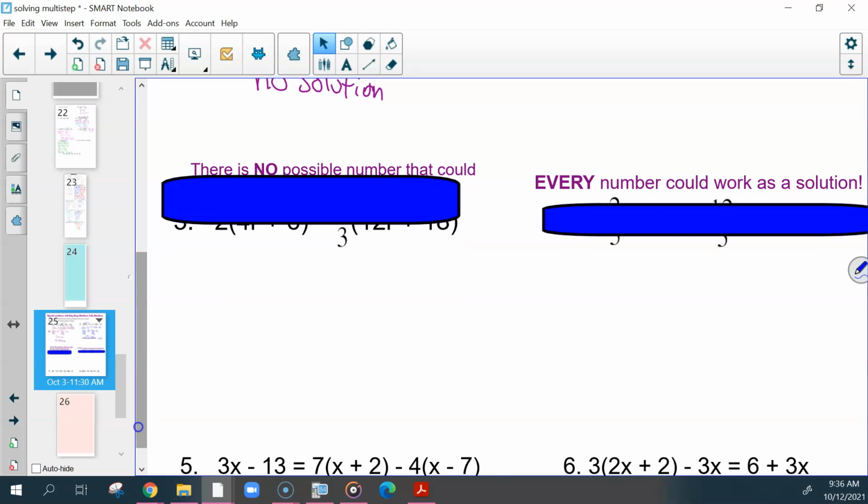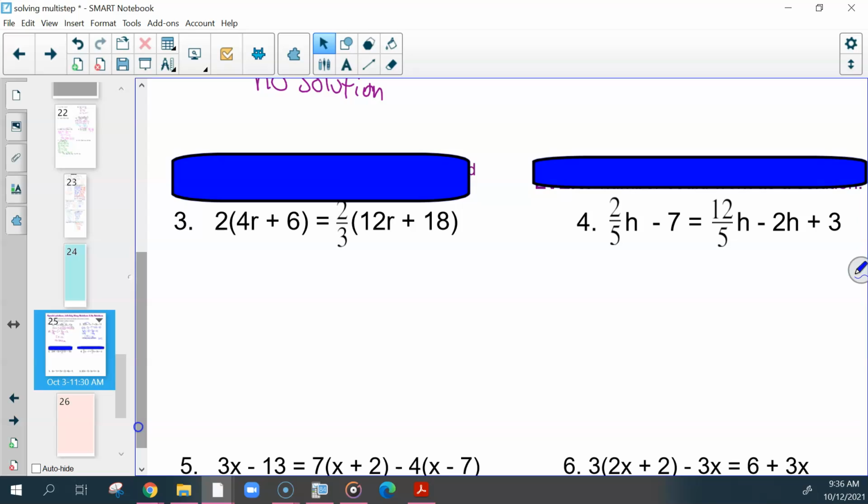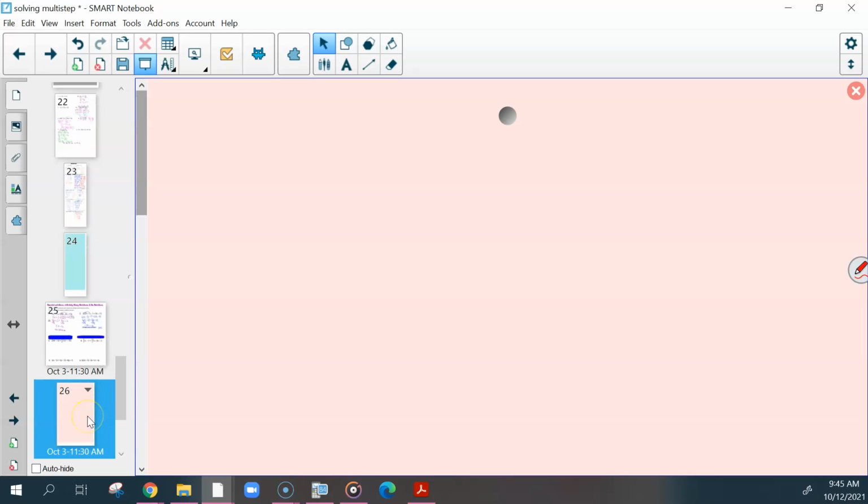I want you to go through and do these last 4 on this page. I'll give you 8 to 10 minutes to do that. Then we'll come back and check those and start on the very last page. If you finish these, you can move on to that very last page. I'm going to give you a hint to one of the word problems. We're going to do one, and then I'll explain what you're doing for the remainder of class.